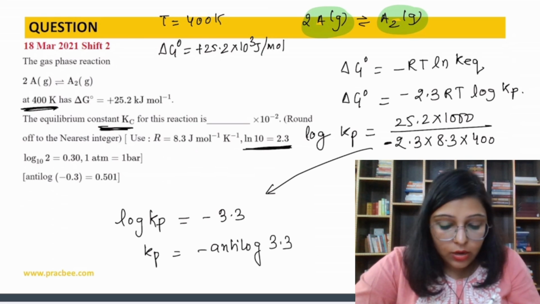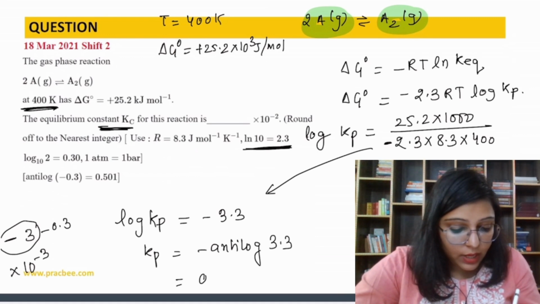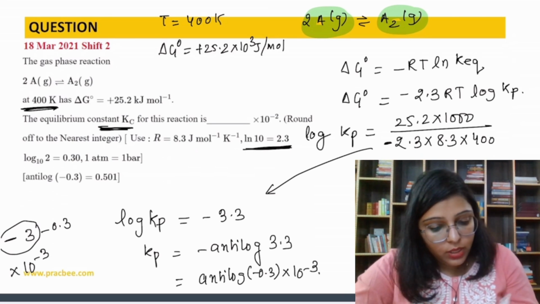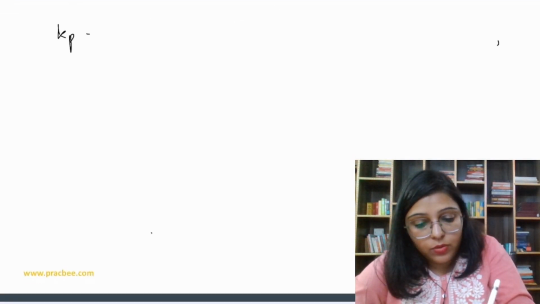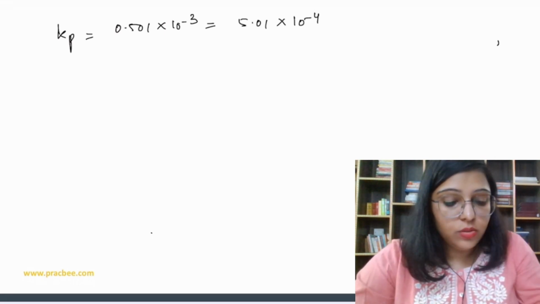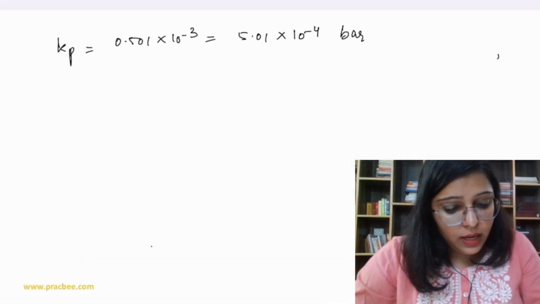So antilog of minus 3.3, how to calculate? We have to split the term: minus 3 minus 0.3. This minus 3 goes to the power of 10. So we can say this is going to be antilog of minus 0.3 into 10 to the power minus 3. So antilog of minus 0.3 is given as 0.501. Okay. So the value of Kp is 0.501 into 10 to the power minus 3, which we can write as 5.01 into 10 to the power minus 4. That is going to be bar inverse.